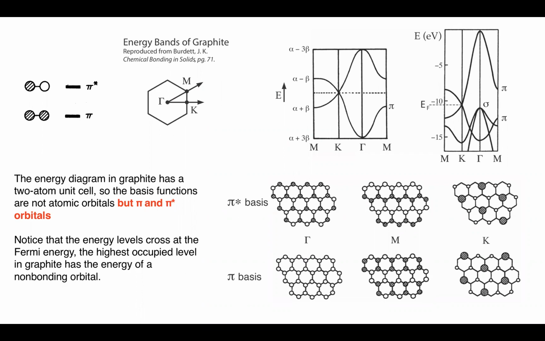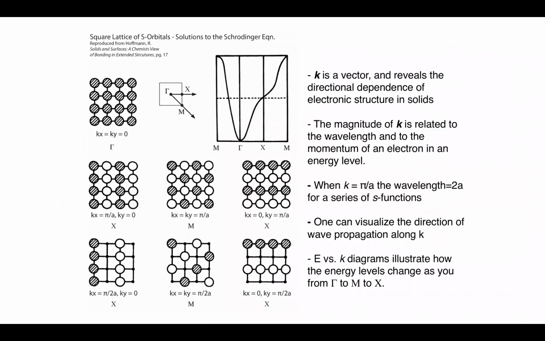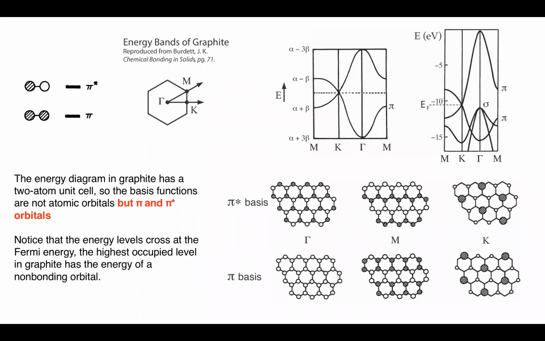Well, I don't think I'm going to try and derive these for you right now, but bottom line is, the M point is where x and y are both pi over a, and this X point is where it's 0 and pi over a. Here for these pi and pi star functions, this guy is pi over a, and then 0 and pi over a. And you end up with a diagram that looks something like this.